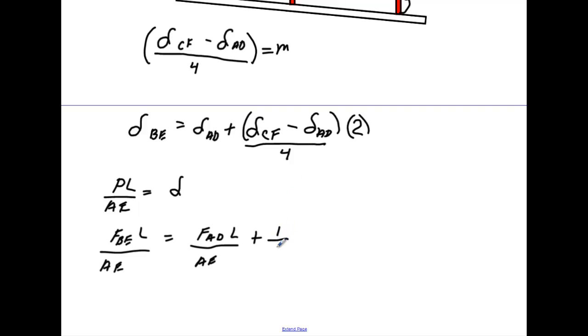Isn't this just going to be 1/2 times, in parentheses, FCF times L over AE minus force AD times L over AE. So we have that. Now let's just simplify, because we can simplify the heck out of this. The lengths are all the same, so lengths are gone, lengths are gone, lengths are gone. The areas and the value of E are the same for each.